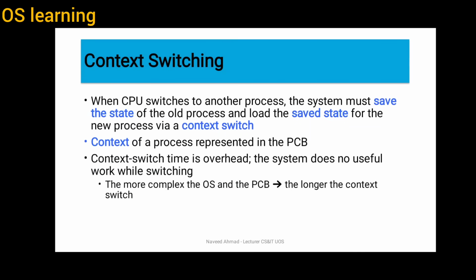Context switching is overhead, so the system does no useful work while switching. The more complex the operating system and the PCB, the longer the context switch. When we have more complexity in the operating system and process control block, the context switch is longer.